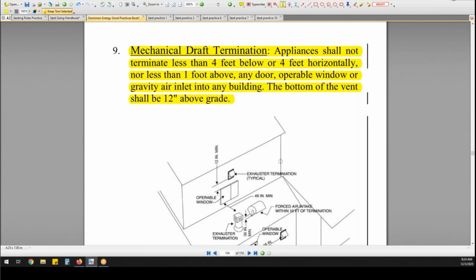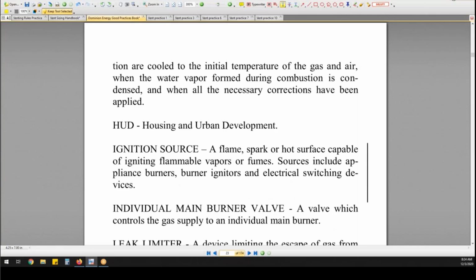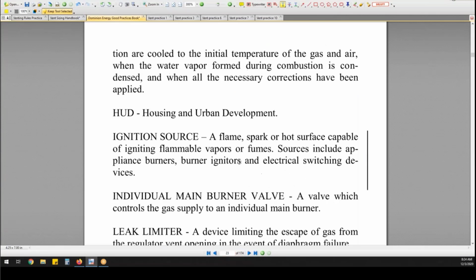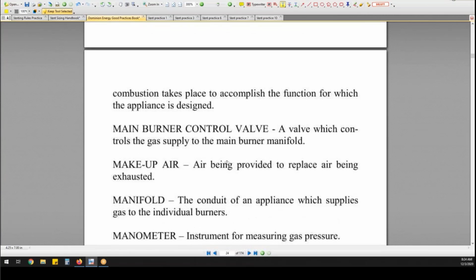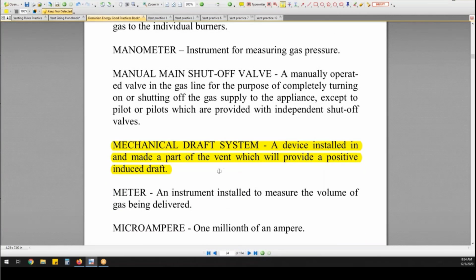Define mechanical draft. What is it, and where did you find the definition? I went to page 23 on good practices. A device installed in and made part of the vent which will provide a positive induced draft. Okay, so let's talk about this for a minute, because guys get really confused about mechanical draft and direct vent appliances. Like, I know guys who've been in the business for a long time, and they thought that 90% furnaces fell under this definition. They don't.